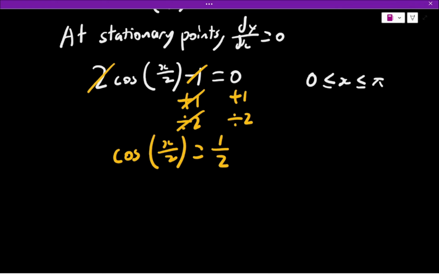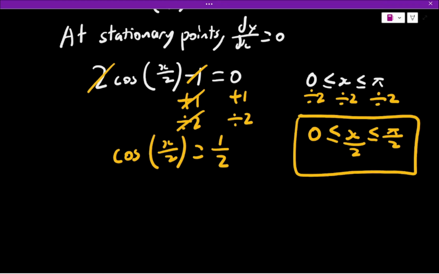Before we go about solving this equation, we have to remember that our initial range was 0 to pi for x. But here we have x over 2, which means that we need to change this inequality such that it is in terms of x over 2. What we can do is divide by 2 throughout. So we get 0 less than or equal to x over 2 less than or equal to pi over 2. So this is the range that we're working with.